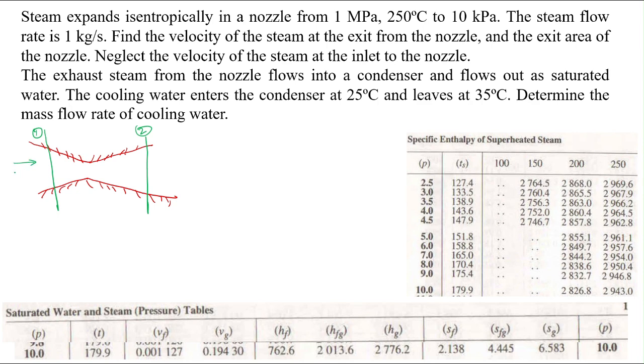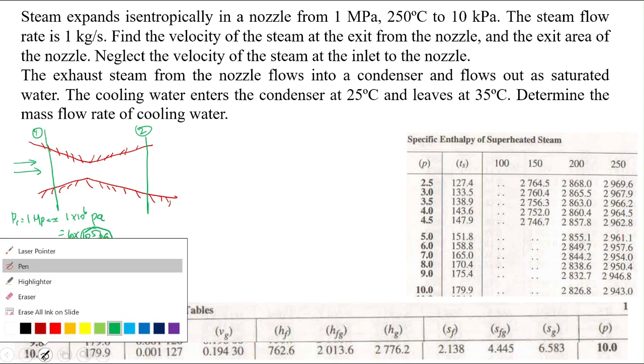So the steam enters the nozzle at a pressure P1, which is equal to 1 megapascal. We can convert pascal into bar. 1 megapascal is 1 into 10 to the power of 6 pascal, which can be written as 10 into 10 to the power of 5 pascal. The 6 can be split into 10 and 10 to the power of 5, so that is called 10 bar. So P1 is equal to 10 bar. Then another condition, the temperature T1 is equal to 250 degrees Celsius. Then the mass flow rate m1 is equal to 1 kilogram per second.